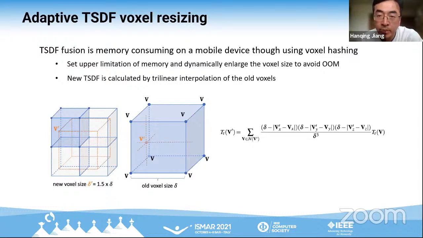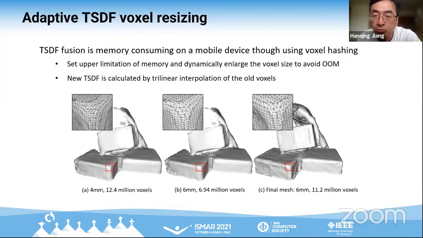With this adaptive voxel resolution, users are able to use a mobile device with limited memory to scan objects as large as possible. Actually, the voxel resizing is triggered iteratively whenever the memory limitation is reached, until the object scanning is completed.